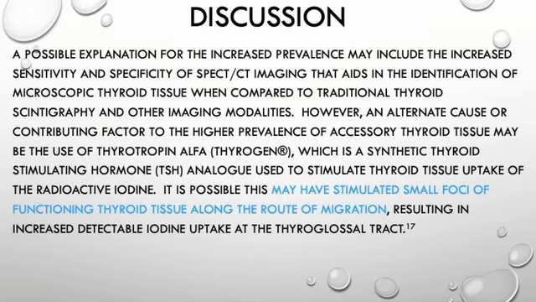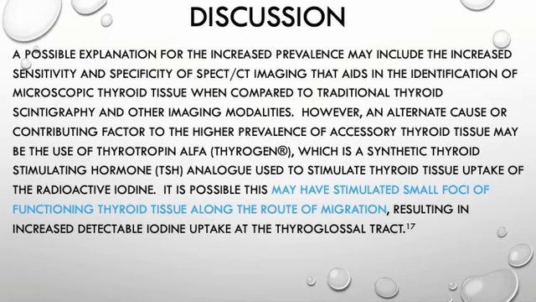In the past, using planar imaging alone would have resulted in reduced sensitivity compared to using SPECT CT imaging. Also, by combining cross-sectional imaging with functional imaging rather than cross-sectional imaging alone, we're better able to localize exactly where the thyroid tissue may be.